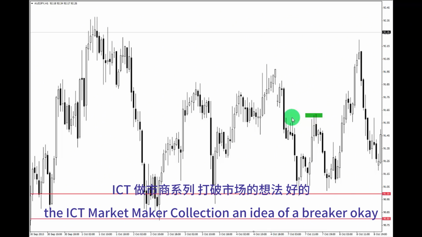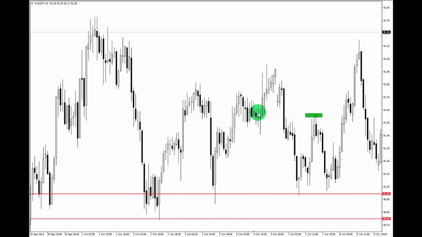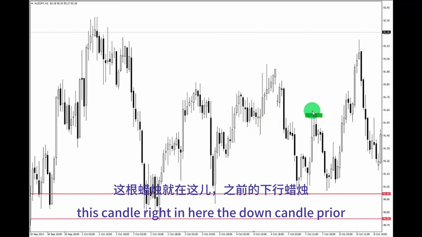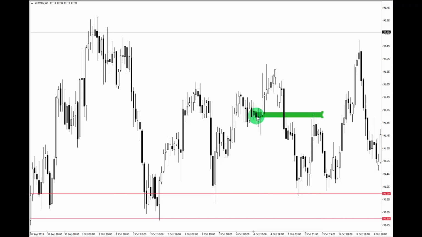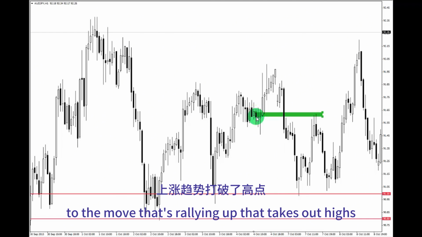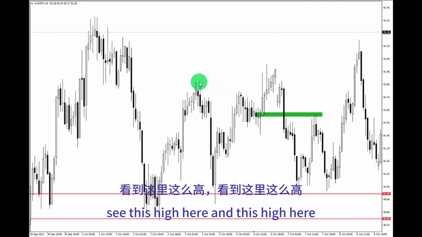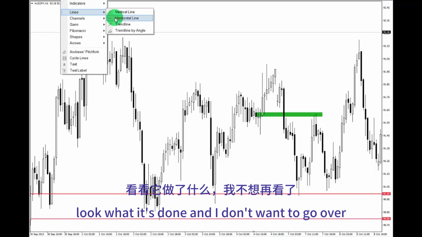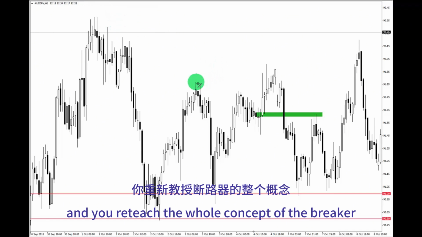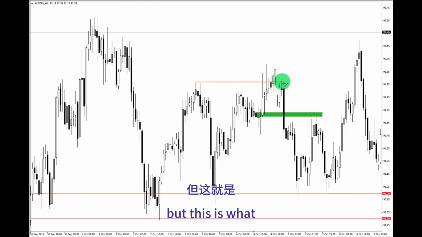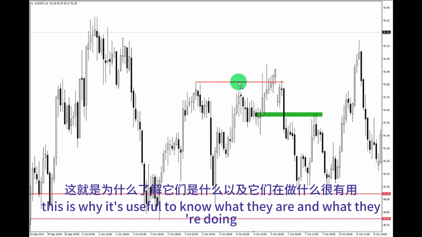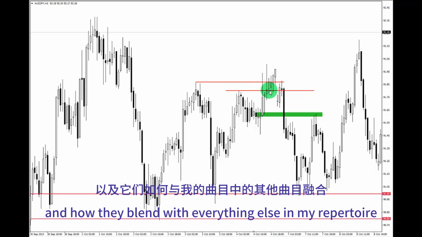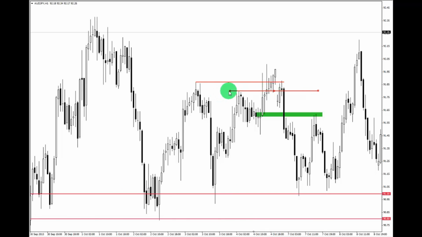Well, we talked about earlier in this video series, the ICT market maker collection, an idea of a breaker. Okay, if you go back over here, this candle right in here, the down candle prior to the move that's rallying up, that takes out highs. See this high here and this high here? Look what it's done. And I don't want to go over and reteach the whole concept of the breaker, but this is why it's useful to know what they are and what they're doing and how they blend with everything else in my repertoire.